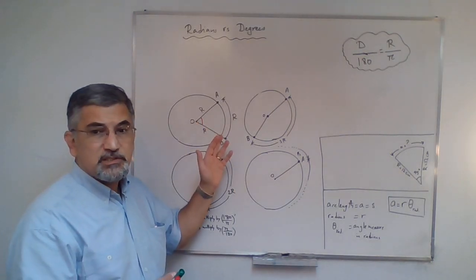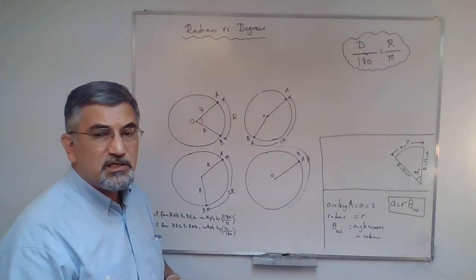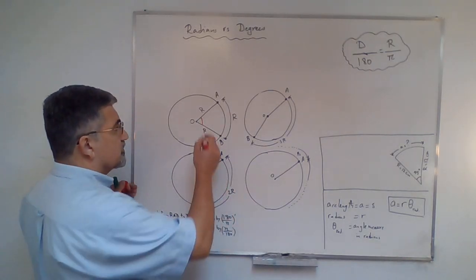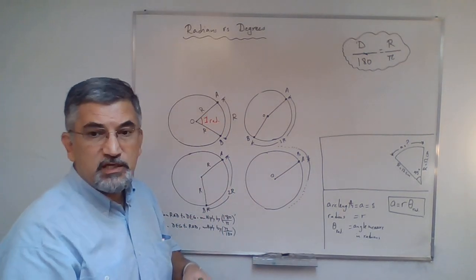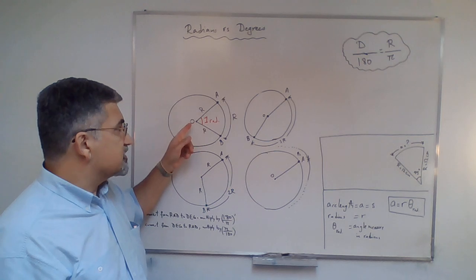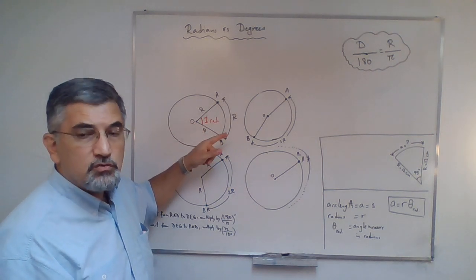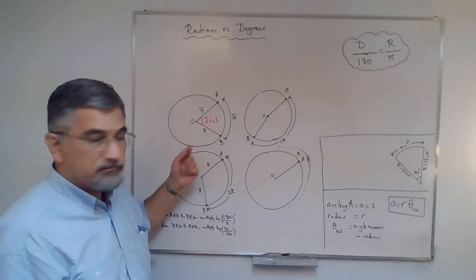If that happens, then the measure of this central angle, which roughly is about 57 degrees, as I said, is called 1 radian. So 1 radian, the symbol is RAD. 1 radian is the measure of a central angle that is subtended by an arc whose measure is equal to the radius of the circle.